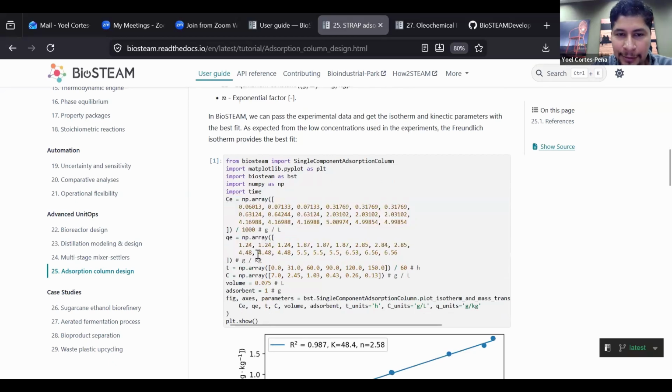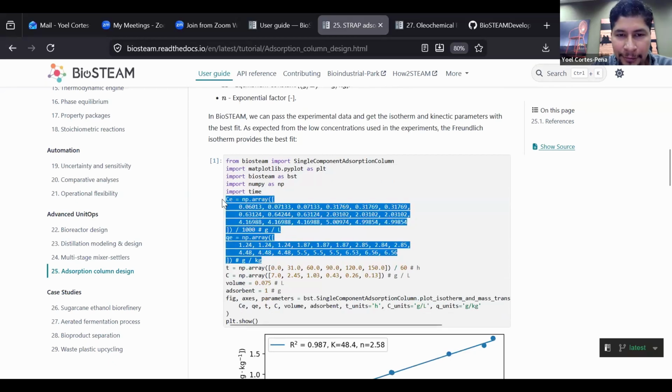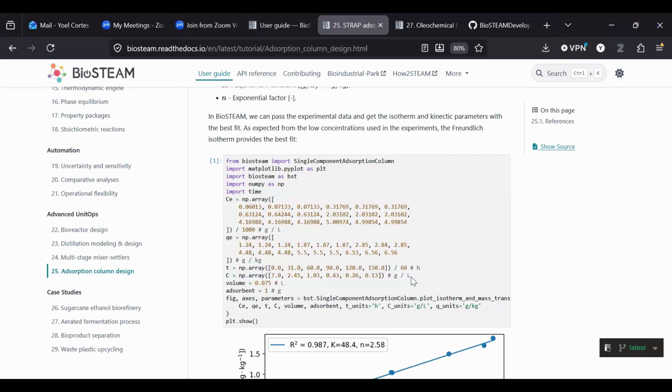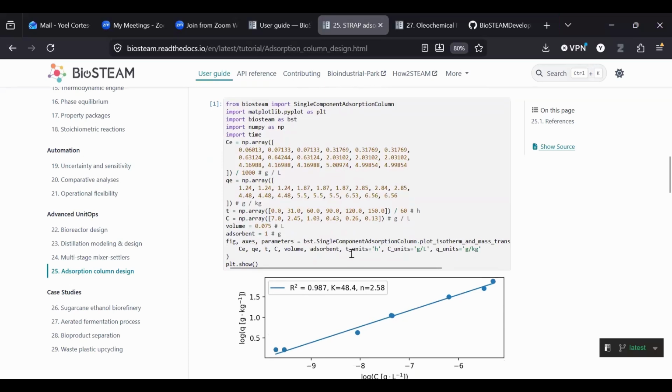Here we have two sets of experimental data. Here you have your isotherm data, and here you have your concentration across time of your solute. So you put a very small amount of carbon with a large amount of solute, you let it run, and slowly that solute is going to be collected in the carbon.